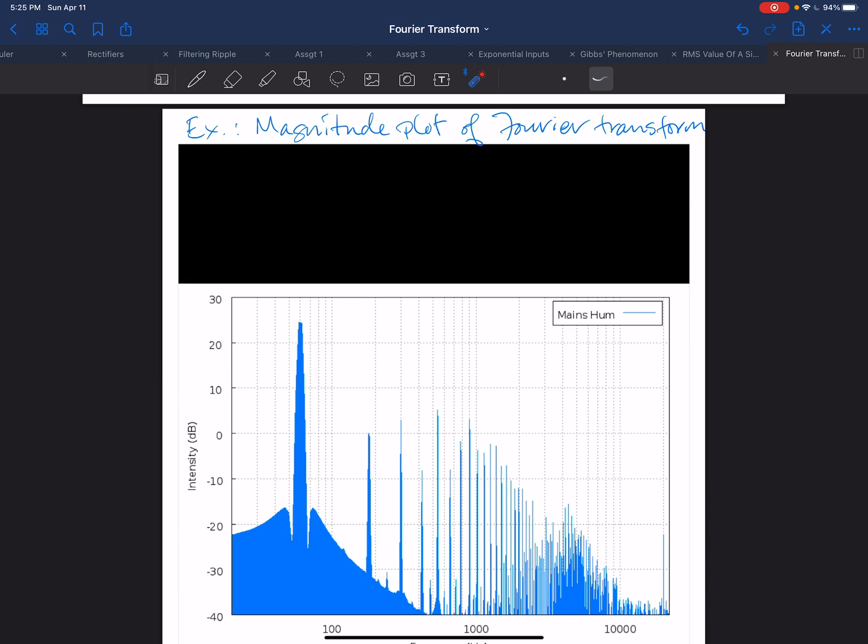So this is a pictorial example of the magnitude of a Fourier transform for this acoustic signal, which is the hum generated by, say, household wiring. If you think back to the beginning of the course, when we were looking at examples of differential equations, our last one was an example of a partial differential equation, which represented a vibrating string.